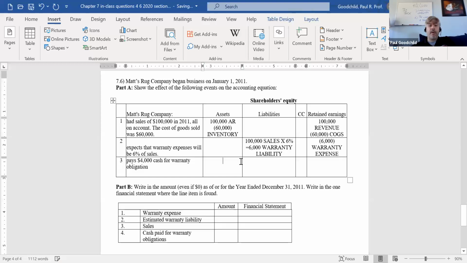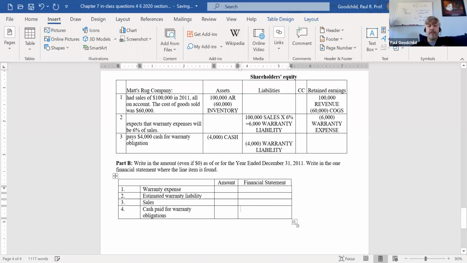All right. And then part 3 pays 4,000 in cash for warranty obligation. So this is $4,000 in cash reduction, and we're reducing the liability here, $4,000 warranty liability.